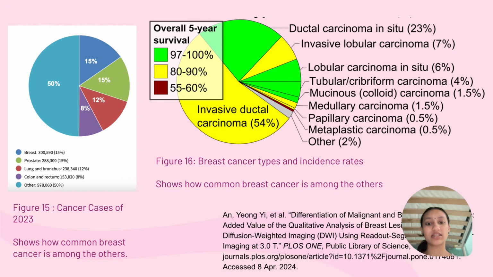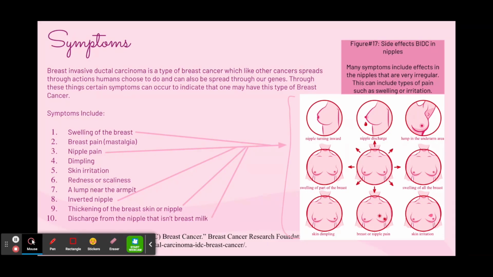It shows that the type of cancer we're doing, invasive ductal carcinoma, is the most common type of breast cancer that happens both in men and women. Multiple symptoms can occur if you have this type of breast cancer. Some include swelling, pain, two different types of pain, breast and nipple pain, dimpling, skin irritation, redness and scaliness, all up near the armpit, inverted nipple, thickening of the breast or nipple, and discharge that is not breast milk.